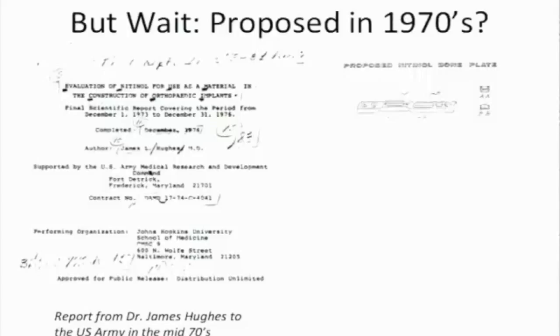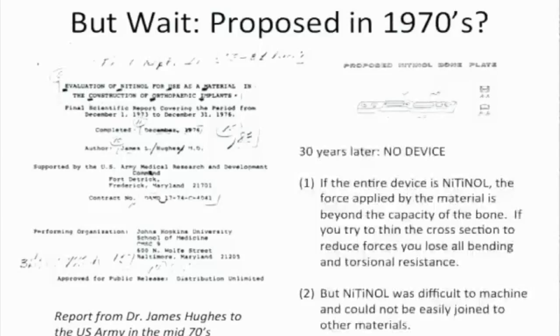In 1970, there was a surgeon from Johns Hopkins who was doing research and said this material would be perfect for fusions and fractures. We could put it across the joints, stretch it, and put it on there. And the question is, okay, 1970, what happened? Why did no one do it for all these years? There are a lot of different reasons, but 30 years later, there was no device based on this person's research. There were a couple of reasons.